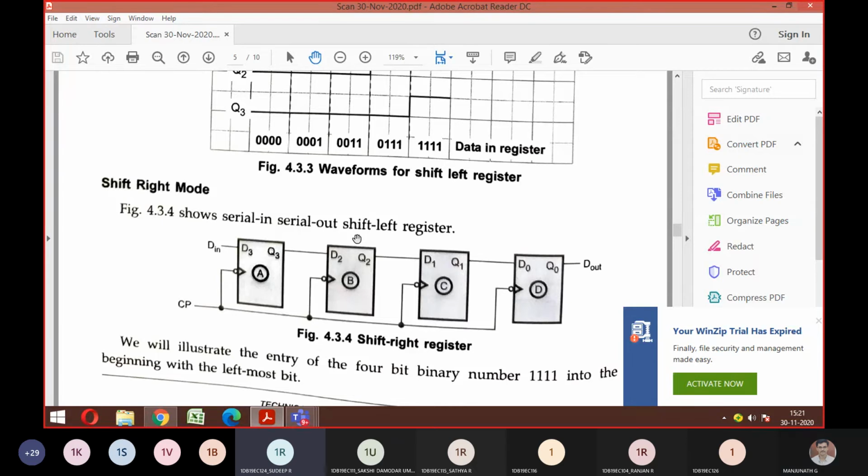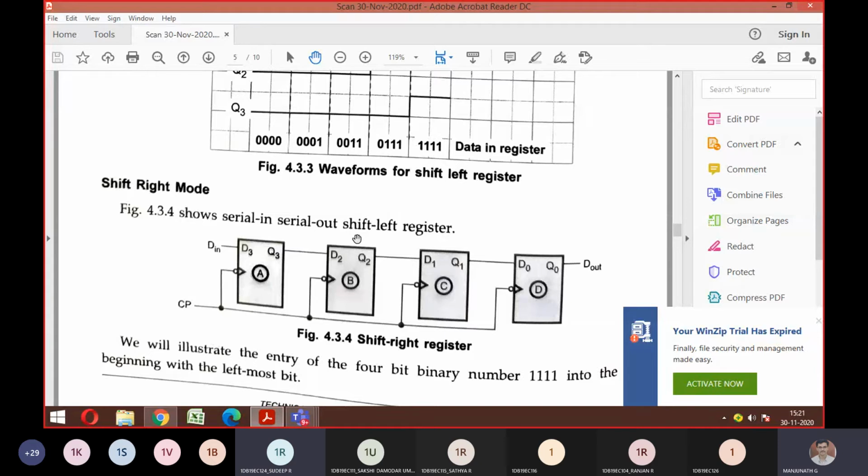1000, sir. You will get 1000, correct? Yes, sir. Because input is 1 from the LSB side. Good. Next, second shift: 1100. Third shift: 1110. And the last answer: 4 ones. Okay.